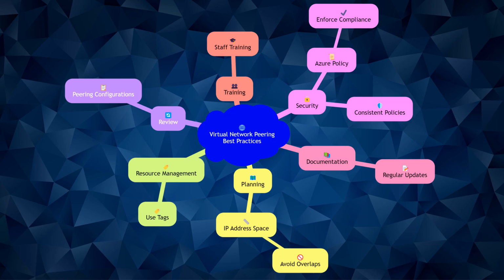To maximize the benefits of virtual network peering, follow best practices such as planning the IP address space to avoid overlaps, using tags for resource management, and regularly reviewing peering configurations. Ensure that security policies are consistently applied across peered VNets and leverage Azure Policy to enforce compliance. Regularly update documentation and train staff on peering configurations and management.